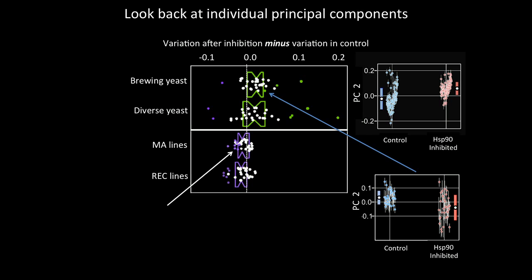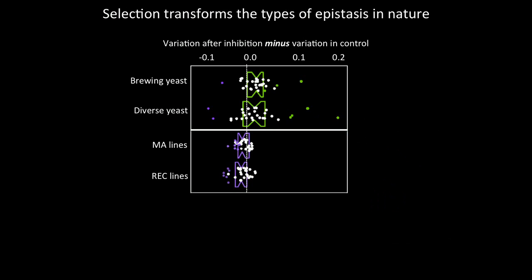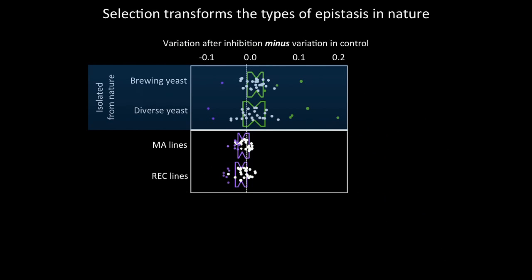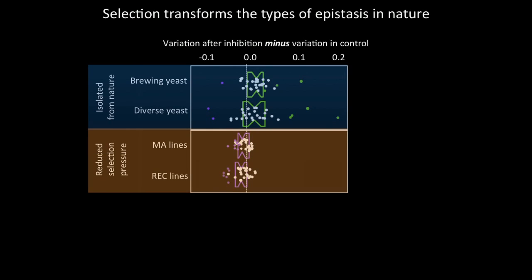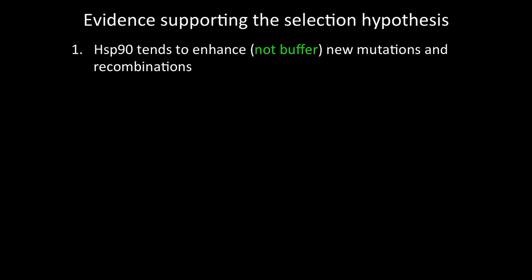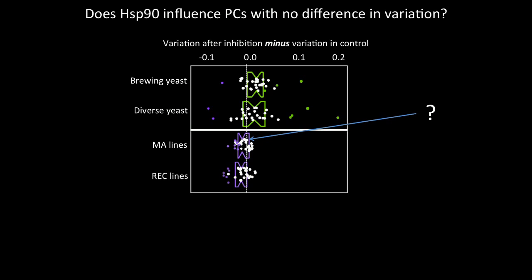So this contrast between what we see in yeast strains harboring genetic variation that has survived selection versus yeast strains possessing genetic variation that has not necessarily been screened by as strong of a selection pressure, this contrast is the first piece of evidence in favor of the selection hypothesis, telling us that selection transforms the types of epistasis found in nature.